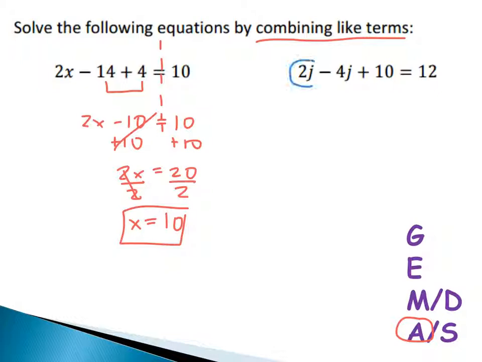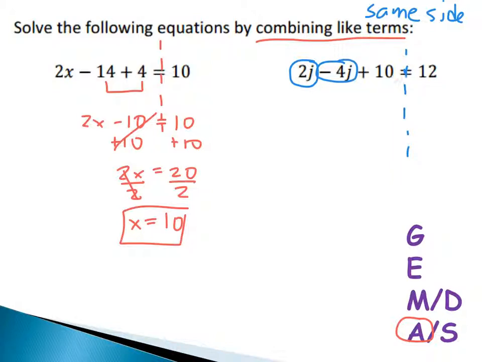You should see here 2j and minus 4j. Those are like terms. They both have the j. Now, one thing I want to mention here, can I combine the 10 and the 12 together? Well, you may say, oh, I have 2j and negative 4j, that's easy. What about the 10 and the 12? Here's the importance of putting this little dashed line through. You only combine like terms when they are on the same side of the equation. You do not combine like terms across the equation. So that means I can't say 10 plus 12 is 22.